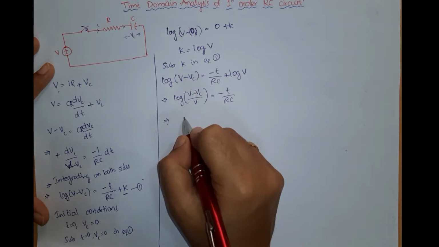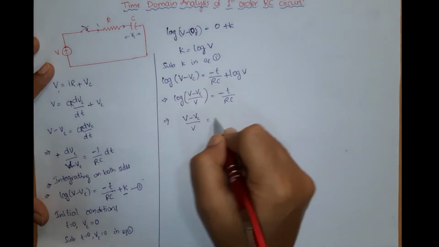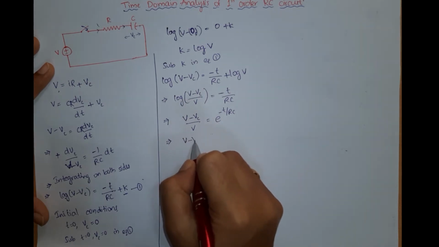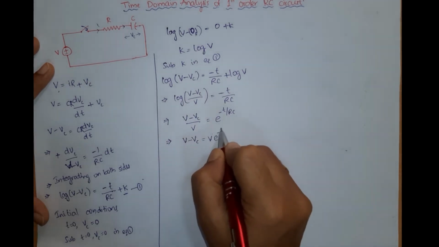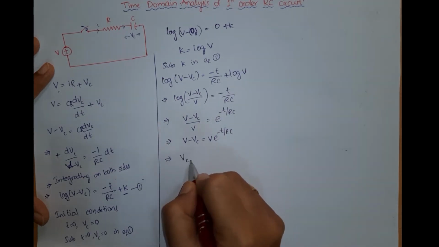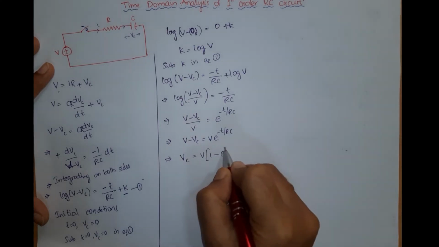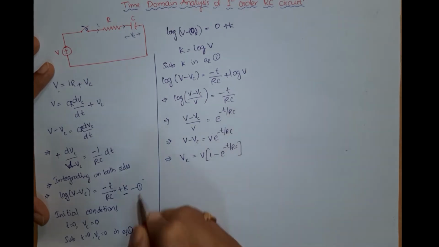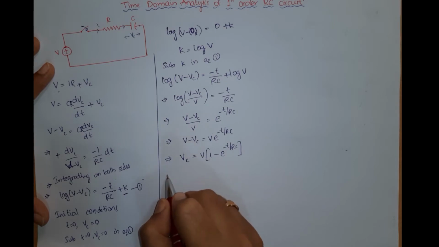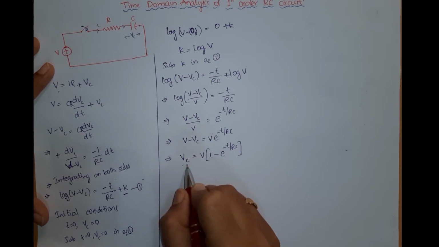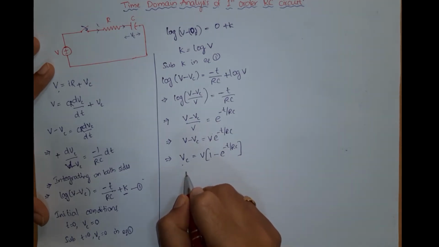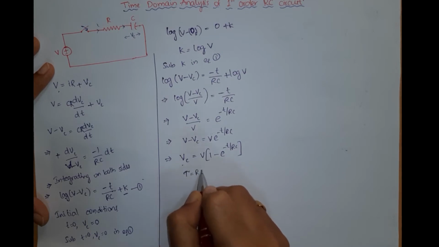I can write this as V minus Vc by V equals e power minus T by RC, where V minus Vc equals V into e power minus T by RC. Taking V common from both sides, I'll get Vc equals V into 1 minus e power minus t by RC. Same as in the last derivation, this is all nothing but mathematics. So I have got the equation for voltage across the capacitor. Now I am taking the value of RC as time constant tau.